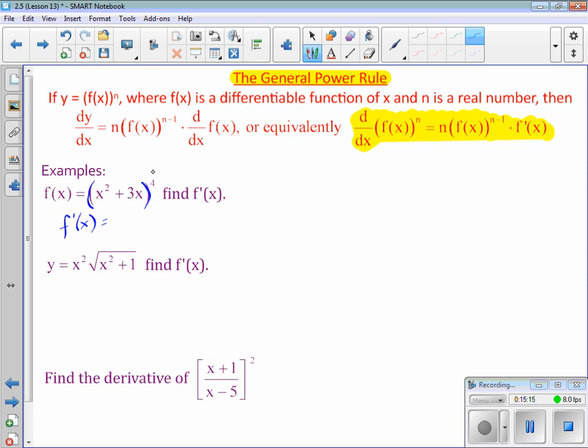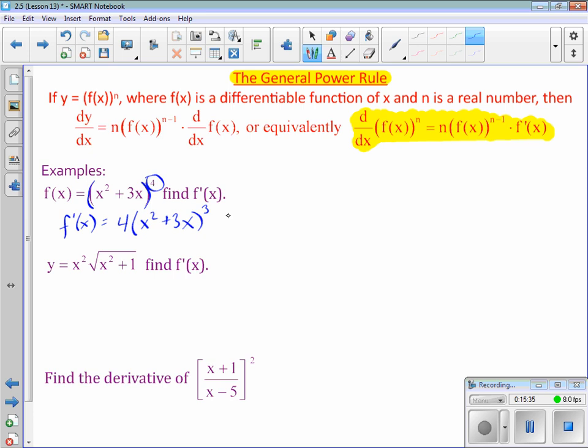Leave it the way it is. So this 4 is the outside function. What do I do with the 4, with the power? Bring it out front. And you leave the inside alone, so we leave it as x squared plus 3x. And then what do I do with the exponent? So it's going to become 3. Okay, so you subtract 1 from your exponent.